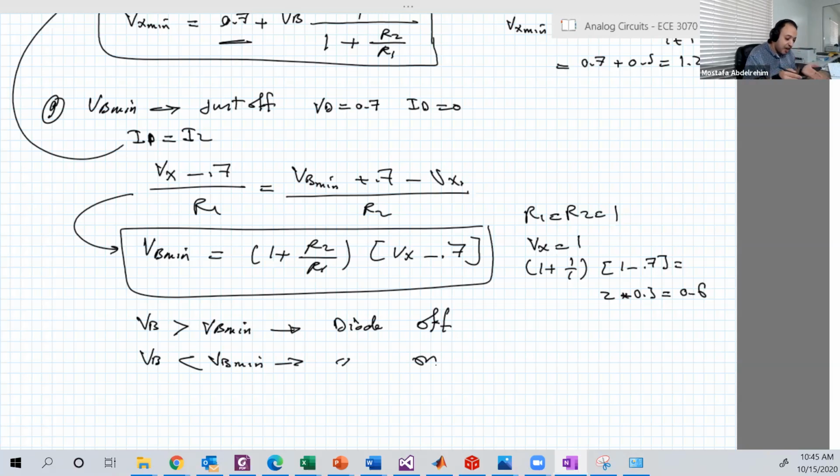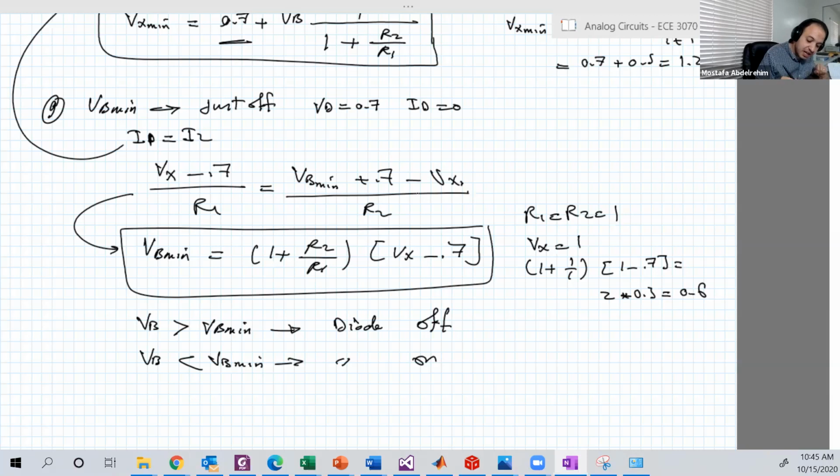And the beauty of having the equation like this again, you can determine what will affect VB minimum. If R2 is open, if R2 is short, if there is no Vx, all such stuff. If there is no Vx, by the way, then VB minimum is actually negative. Good. So based on these two equations, now we can solve other questions as well.